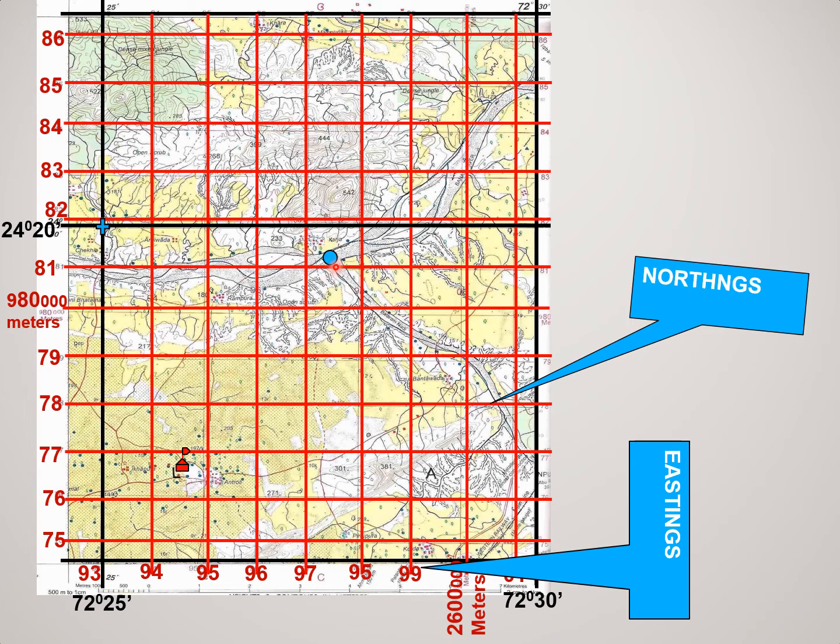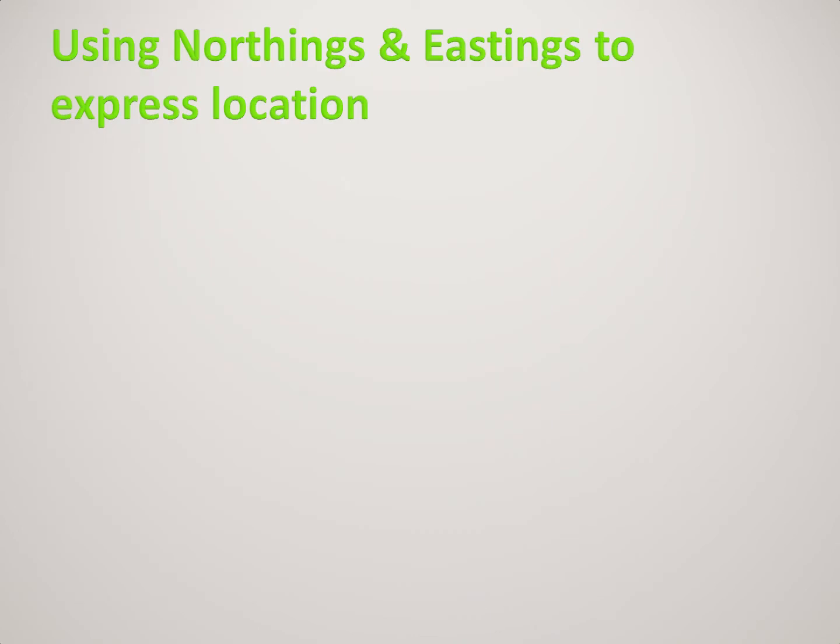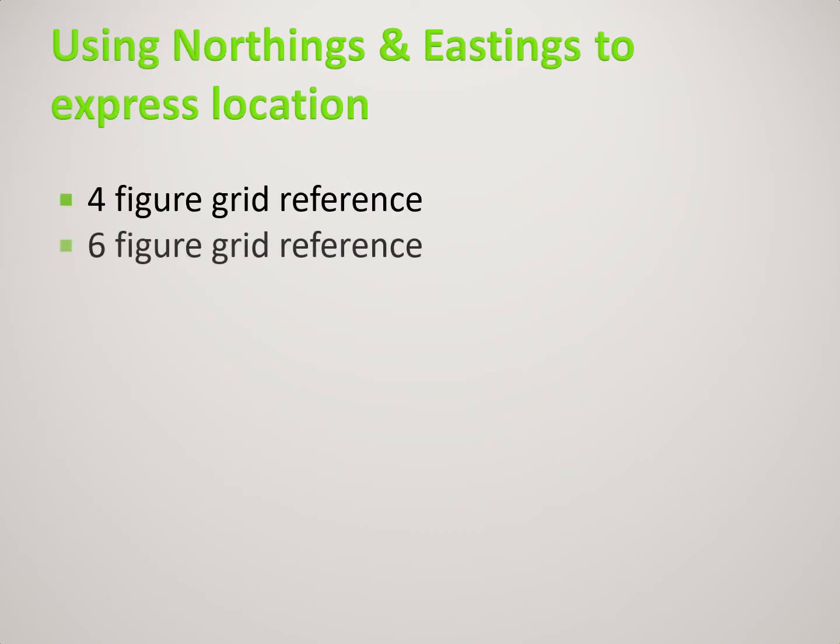We can also locate this confluence point as well as the spring with the help of this grid system. How? Let us look at it. So we have two methods of locating, and depending upon which method we are using or how many digits we are using, we will be calling it the 4-figure grid reference system or the 6-figure grid reference system.